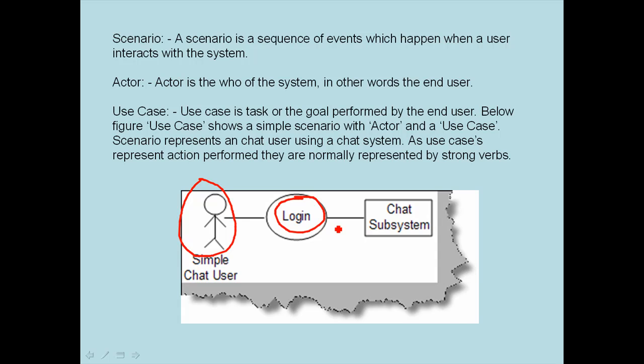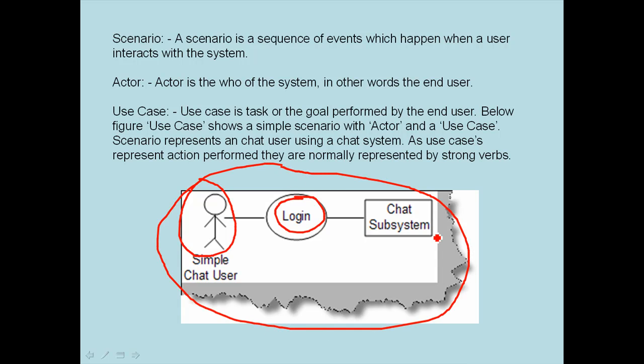One important part about use cases is that they represent actions in strong verbs. So for example, you can see on your slide that login is a verb. It's the action performed by the chat user. And the whole thing is called the scenario. So these are the three important things when we write any use case.